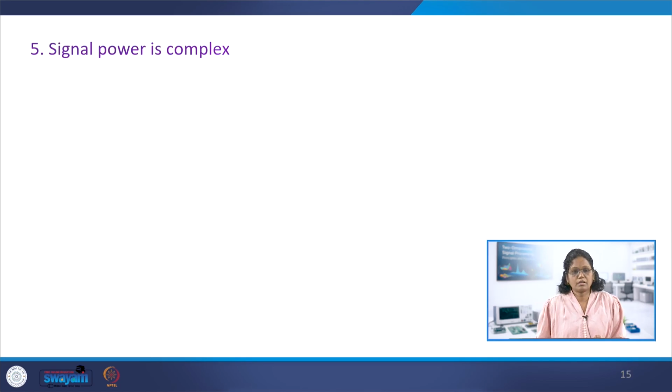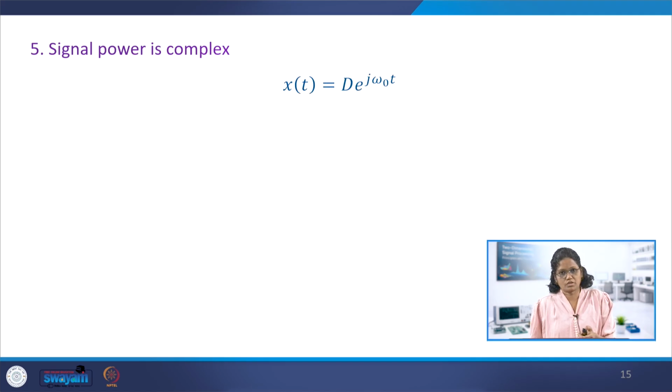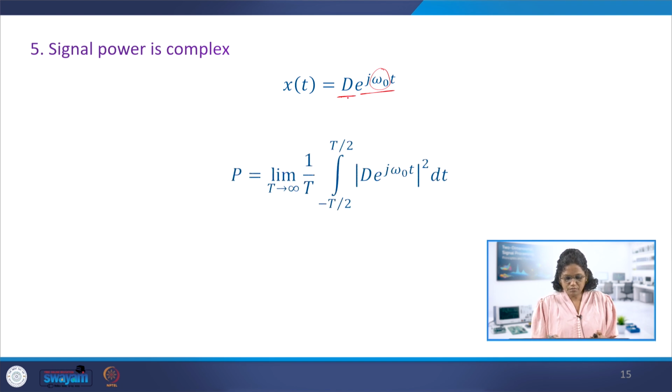If the signal is a complex sinusoid, so if x of t is not simply cos or a real sinusoidal signal, but has the amplitude D e power j omega naught t, with a complex frequency omega naught, so if this is the exponential sequence, then what is the power? How do you compute that?